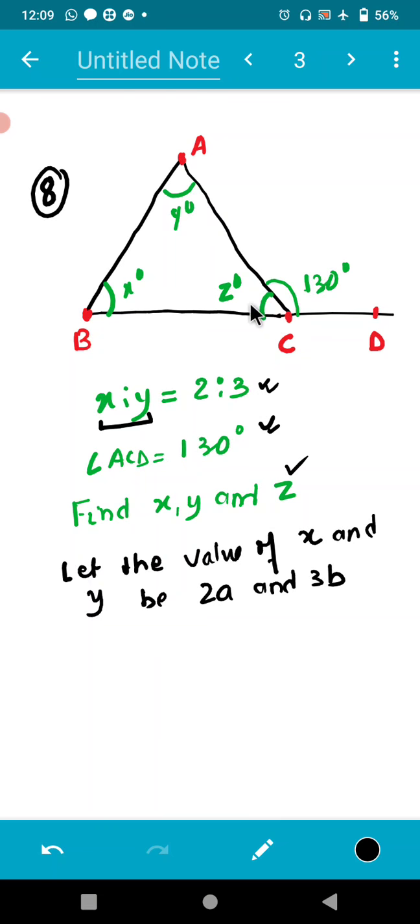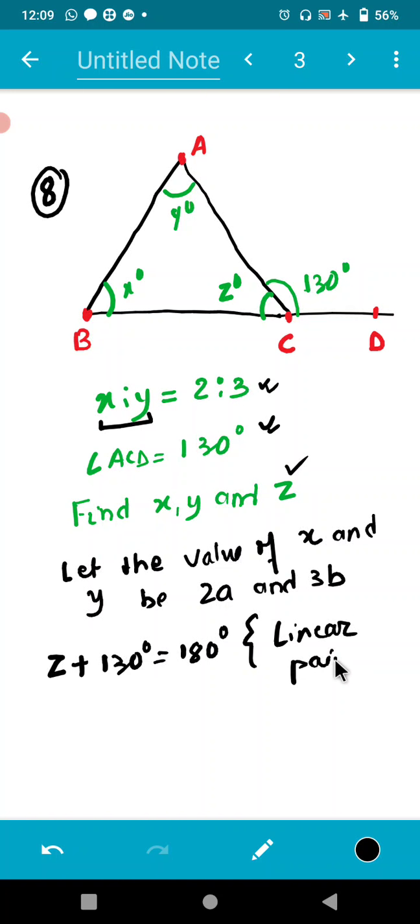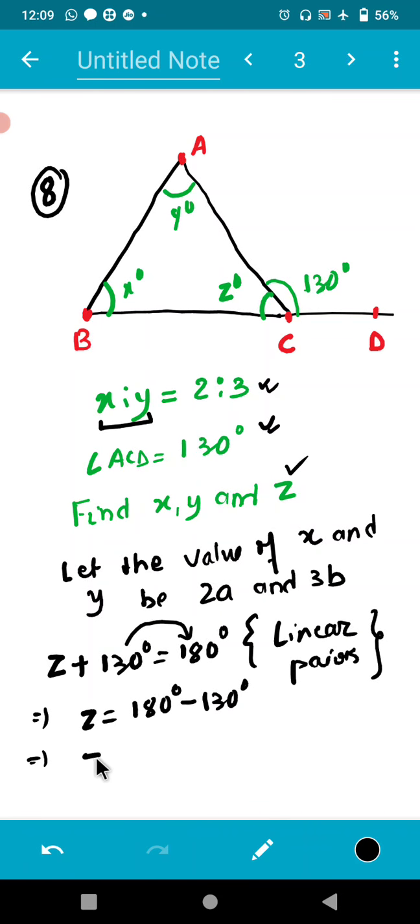Okay, so what is the combination of these two angles? The relation between these two angles is z plus 130 degree equals 180 degree. And what is the relation? They are linear pairs. Fine. Now z would be equal to what? We will transpose this 130 degree to this side. So 180 degree minus 130 degree, and that would be 50 degree. So now we are quite aware of the value of z.